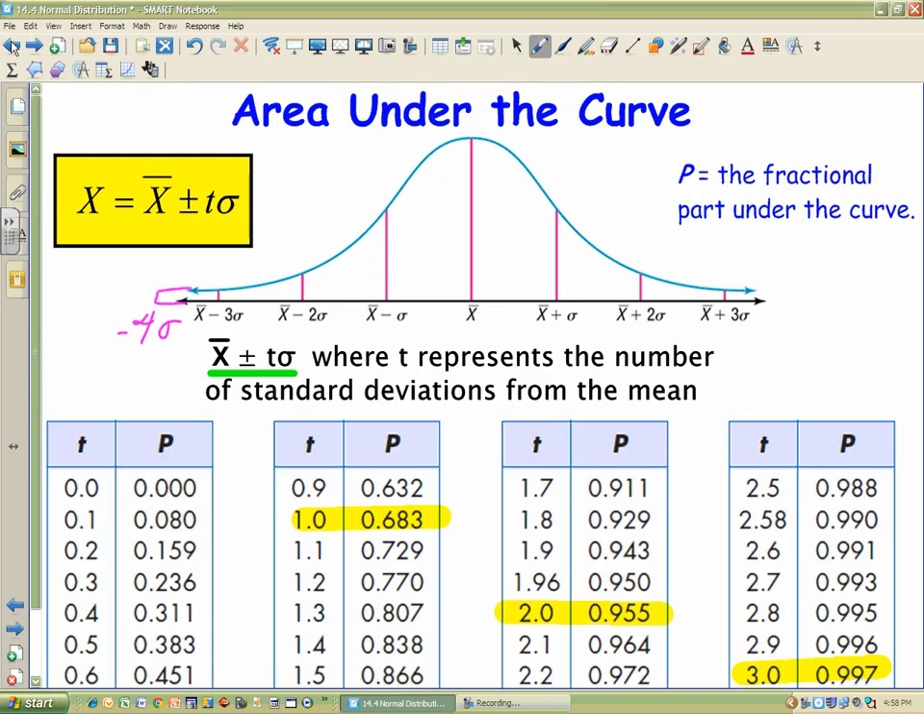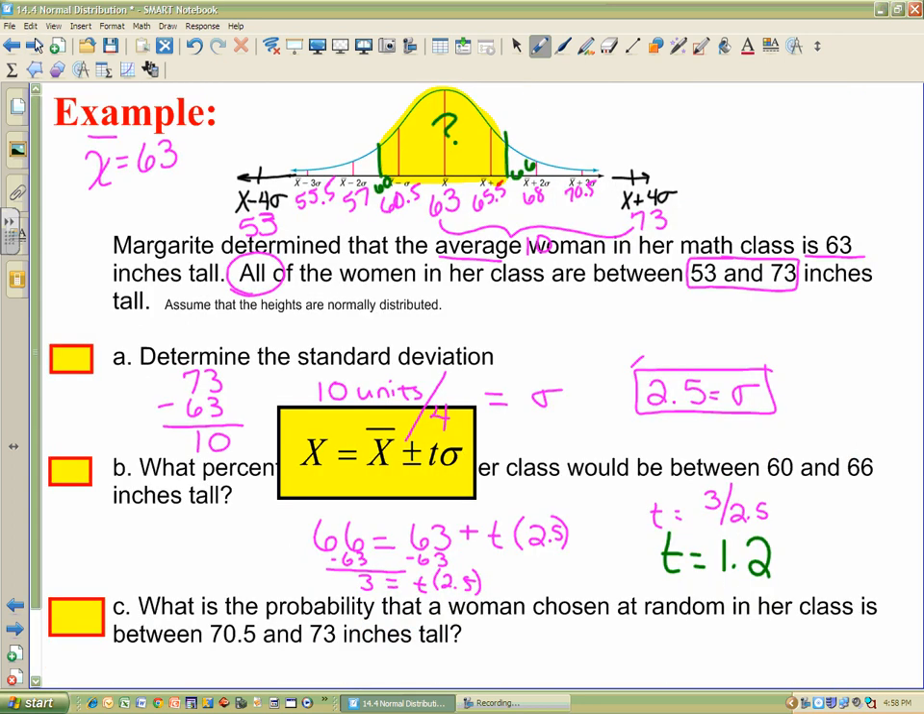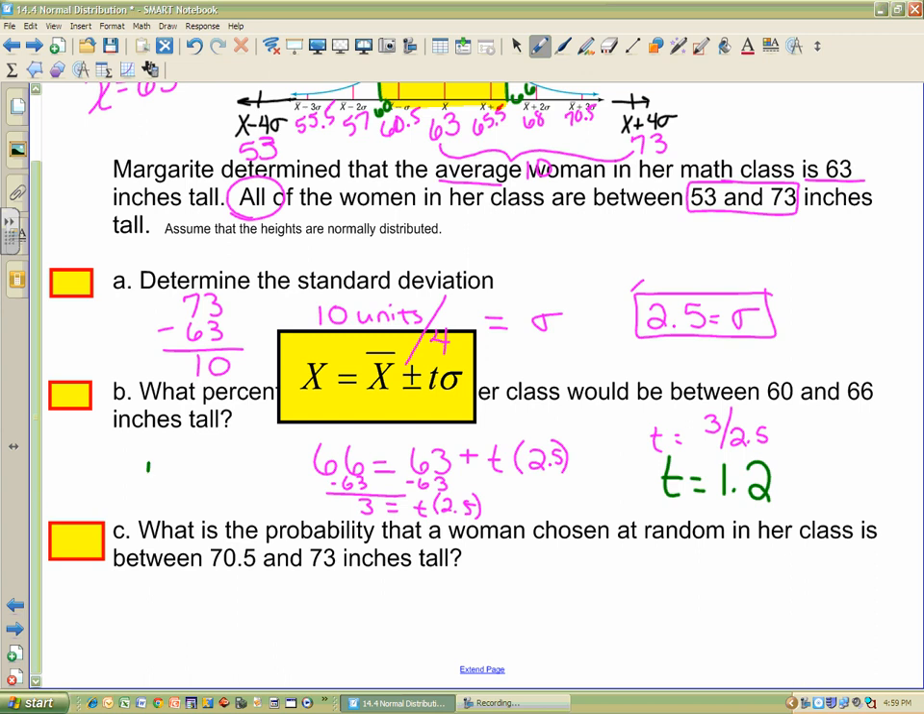I back up and look at the t-chart, so grab your t-chart. 1.2 correlates with 77% of the data. So the answer to it is 77% of the data. T equals 1.2 gives a p-value of 77%.